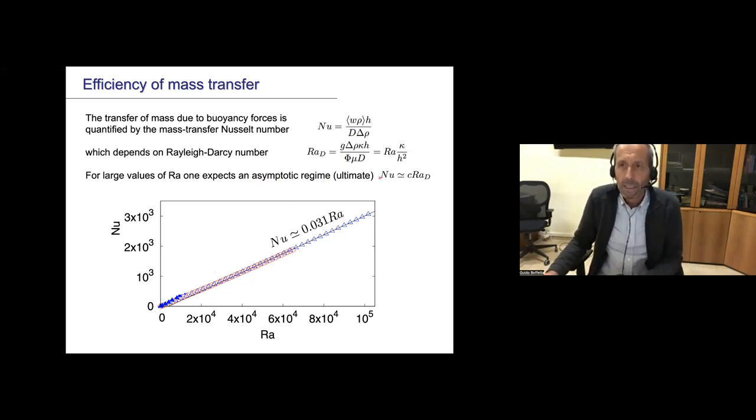for this problem, in which the Nusselt number is linear with the Rayleigh number. And we did find that our data for large Rayleigh follow very, very close this linear prediction. We're able to compute the coefficient, which is something like 0.03.